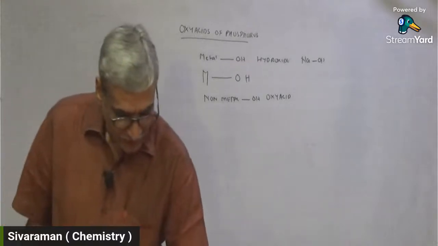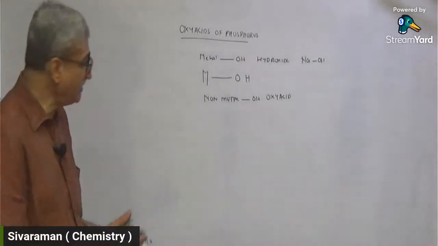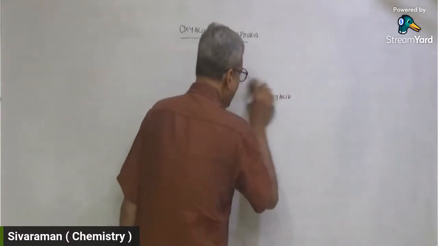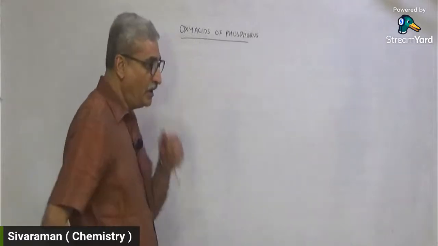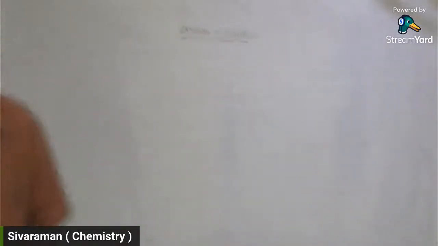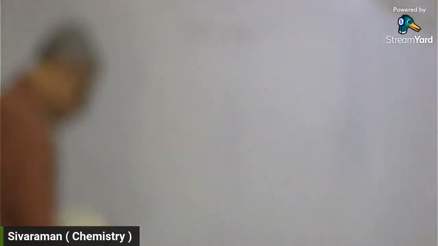Now let us understand the general characteristics of oxyacids of phosphorus, that along with the OH group, what does it have? Is this clear? Only then can we proceed with oxyacids.